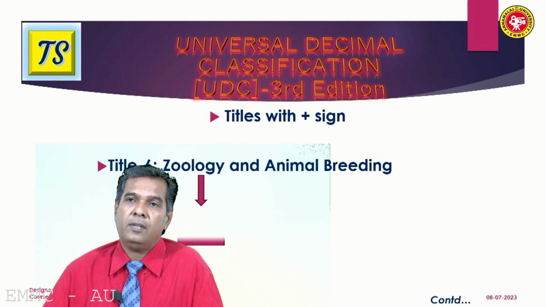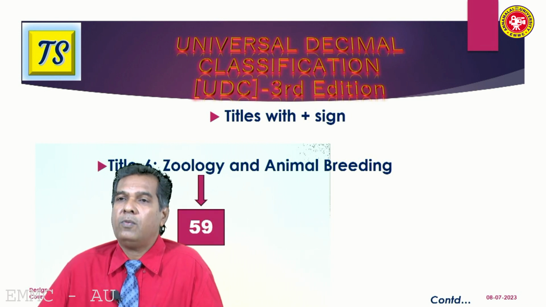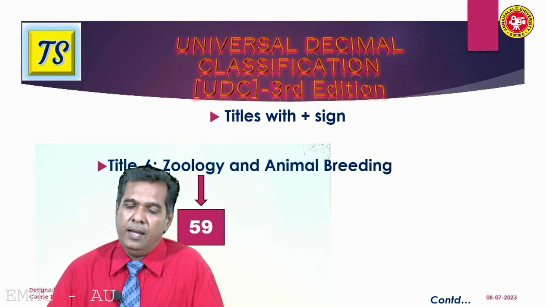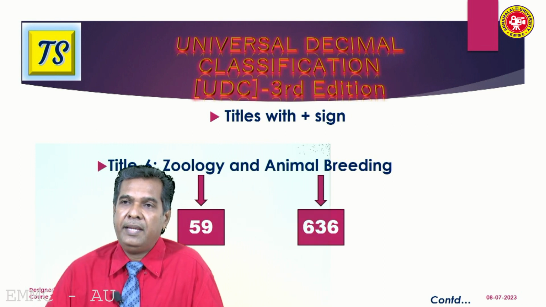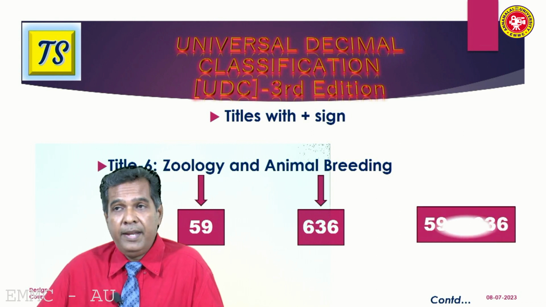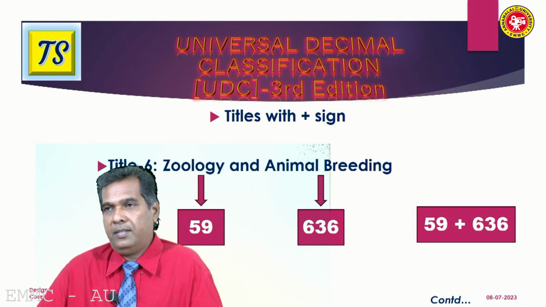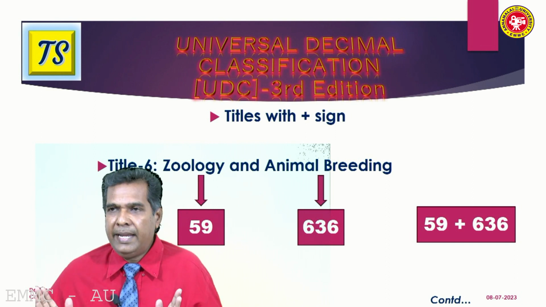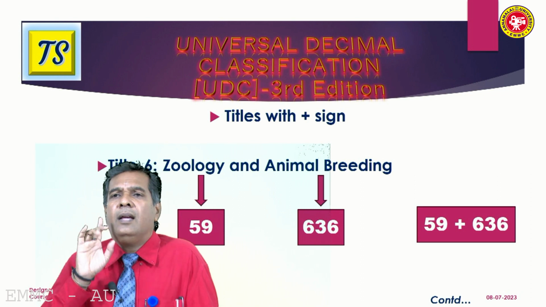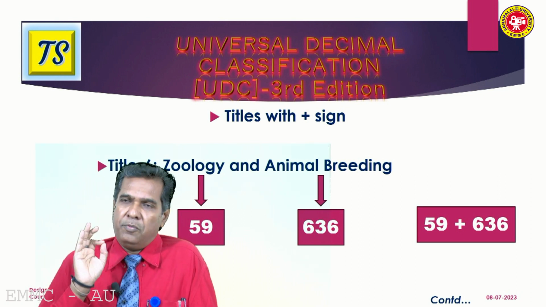The number for zoology is 59. The number for animal breeding is 636. So the final number 59 should be connected to 636. If you want to connect both numbers, auxiliaries need to be used.